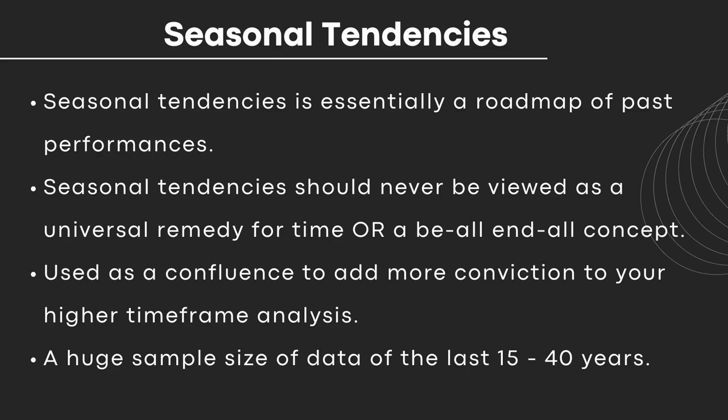So the basic definition I could give you for seasonal tendencies is that it's basically a roadmap of the past price action or past performance of assets in different markets, right? Now what I mean by that is that this particular concept takes past historical data from the range of 10 to 15 years all the way to 40, 50 years, and based off all of that data it shows us a particular theme in price action for different pairs and markets.